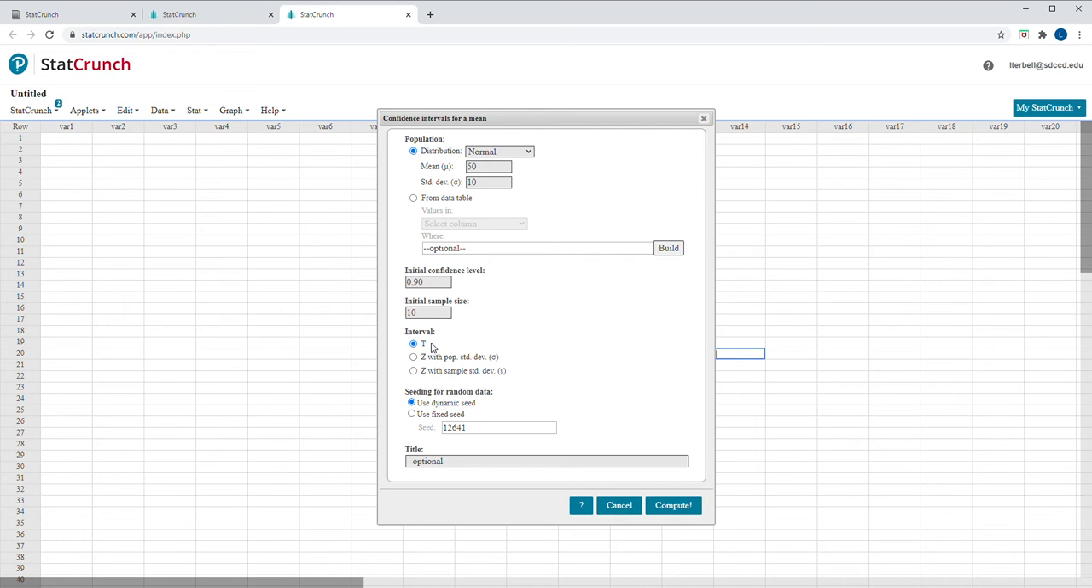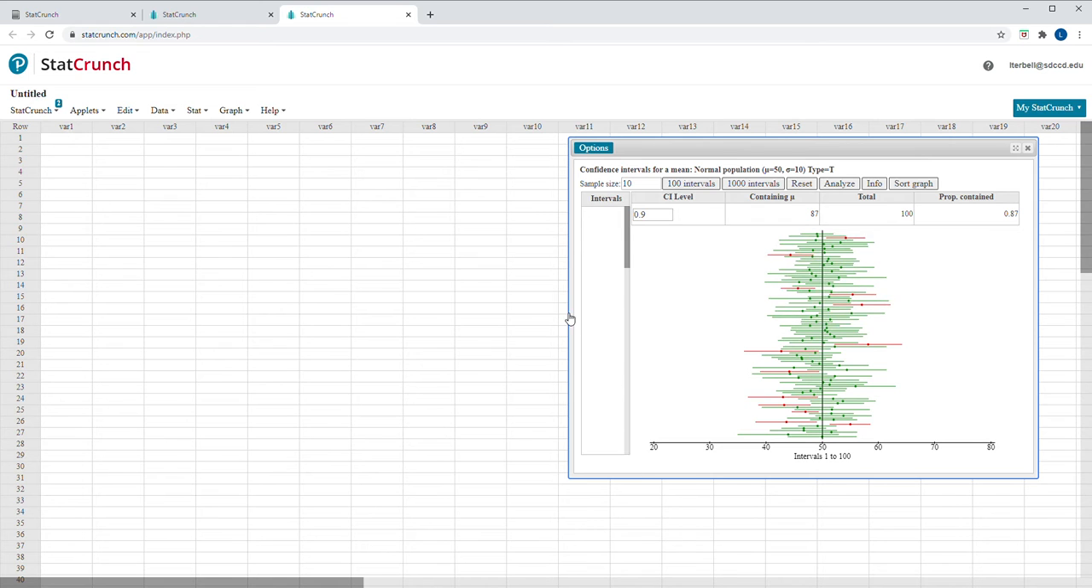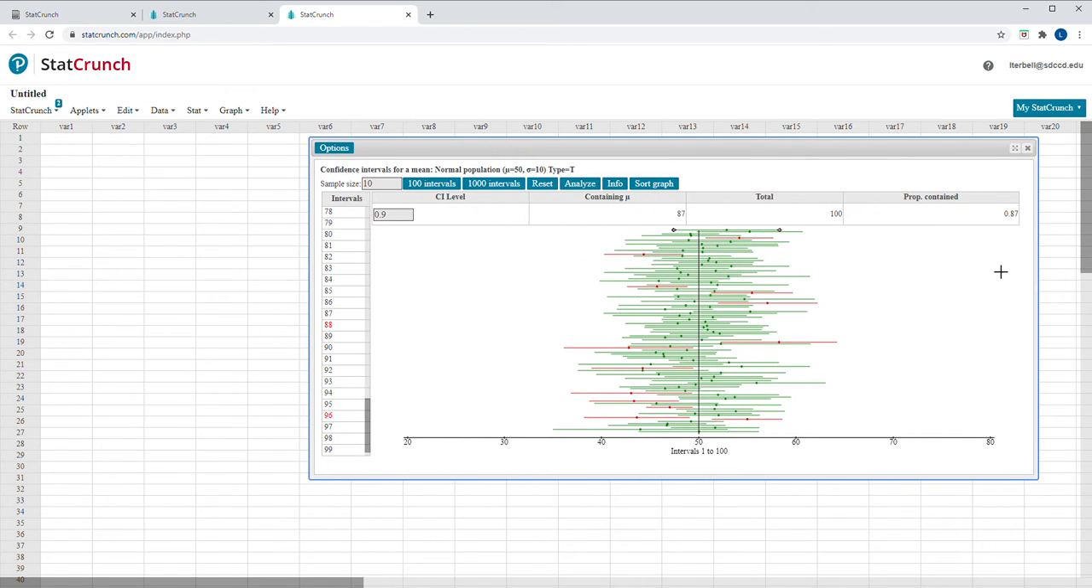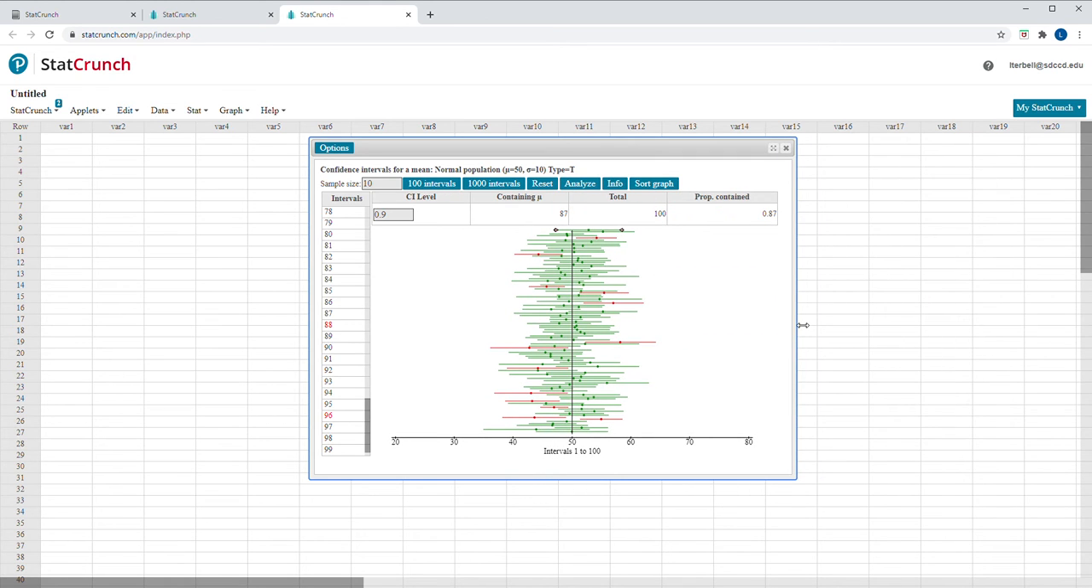So we will simulate multiple t-intervals and see what happens. So remember, the confidence level is 90%. So what does this graph show? Well, we have 100 of these little bars, you can call them. And the green dot is the location of the mean. So if we put the cursor here, it shows here's the first simulated confidence interval.